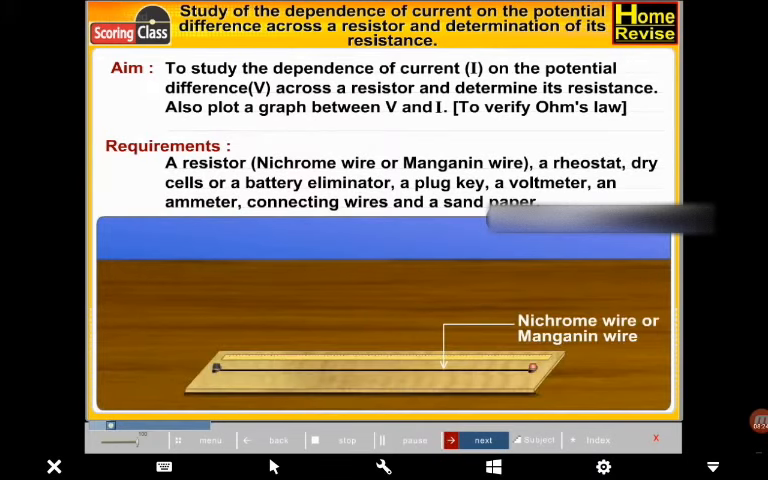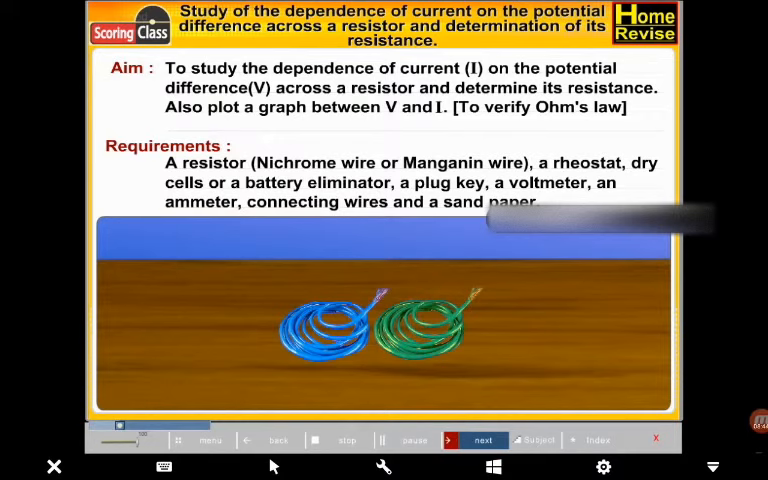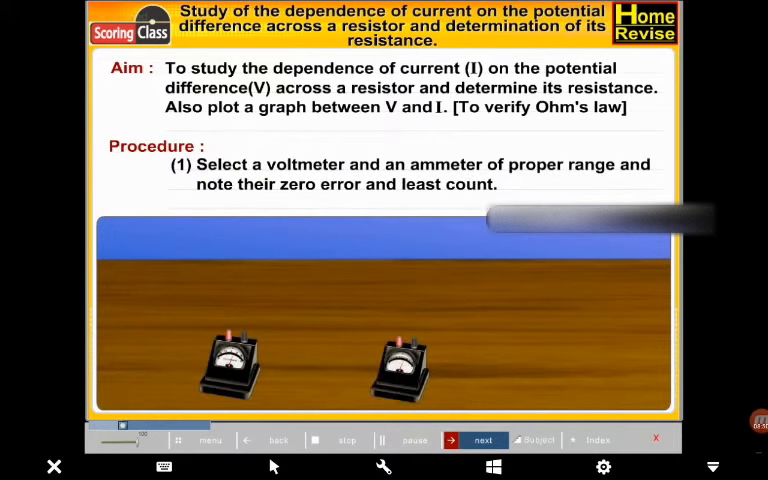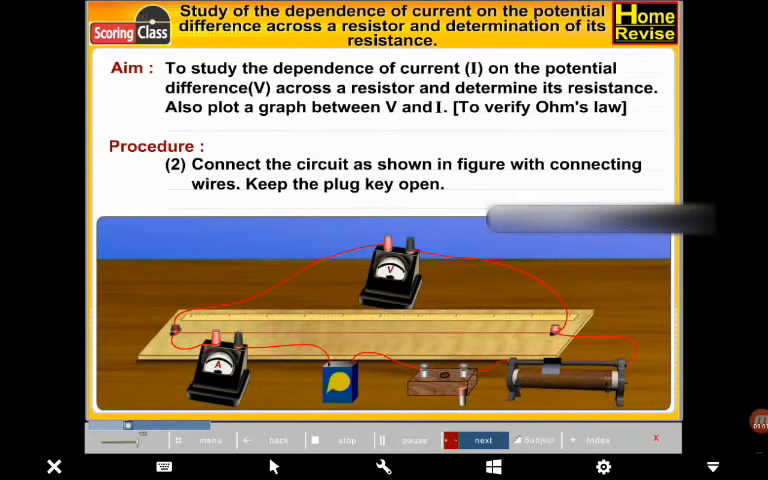Requirements: a resistor, nichrome wire or manganin wire, a rheostat, dry cells or a battery eliminator, a plug key, a voltmeter, an ammeter, connecting wires and sandpaper. Procedure: select a voltmeter and an ammeter of proper range and note their zero error and least count. Connect the circuit as shown in the figure with connecting wires.